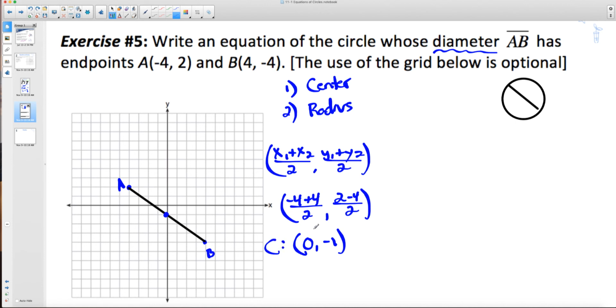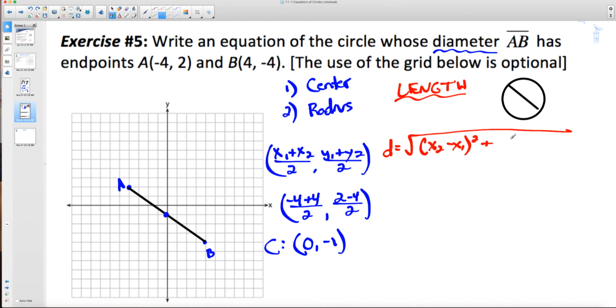Now we need the length of the radius. So I said a key word there. I said length. So we need to think about what we would need in order to find length. Length would be our distance formula. So distance equals square root of x2 minus x1 squared plus y2 minus y1 squared.